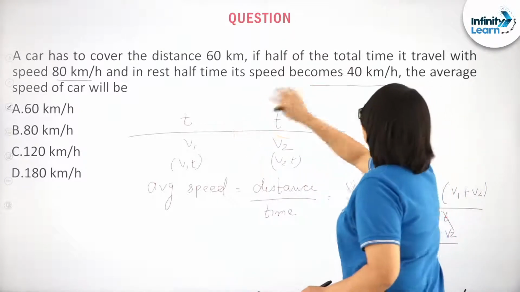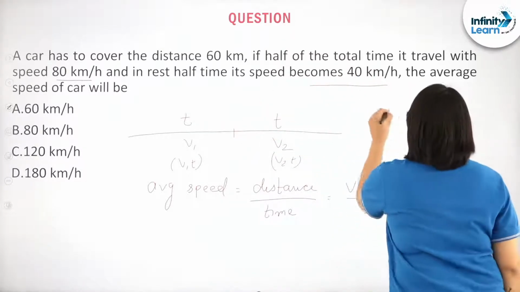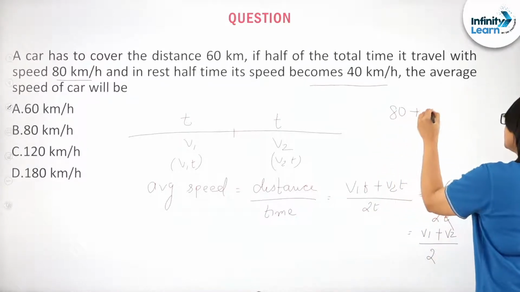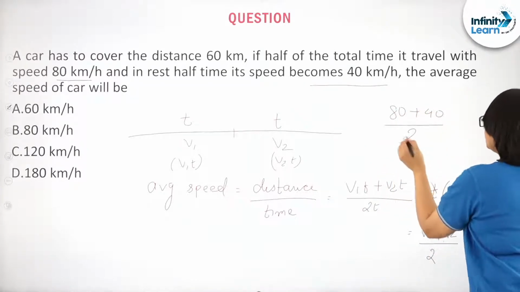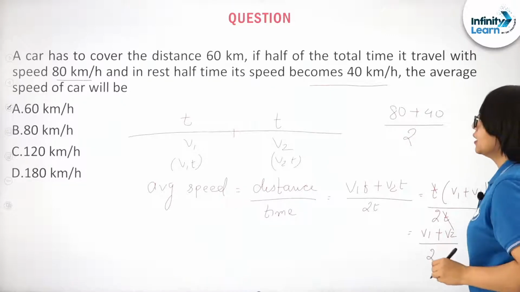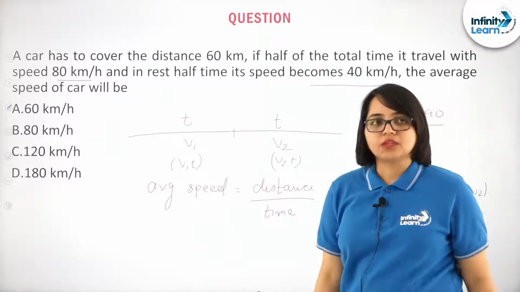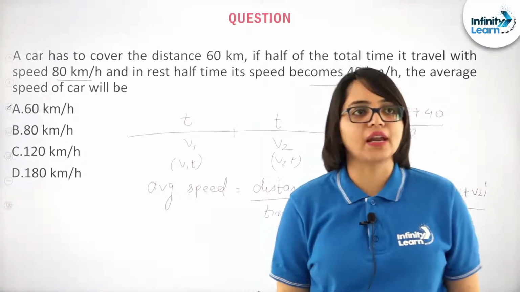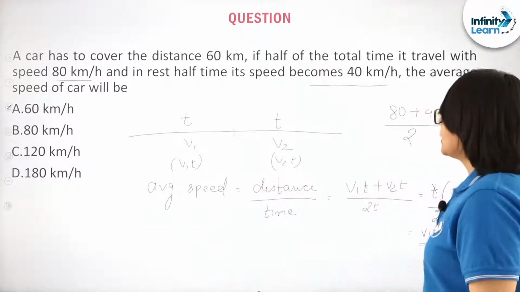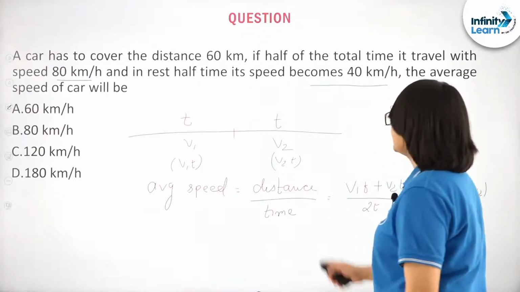v1 is 80, v2 is 40, so the average speed will be (80 plus 40) divided by 2, that is 120 by 2, and that is your 60 kilometer per hour. Fine. Hello Safura. I hope this is clear. Option A is correct in this one.